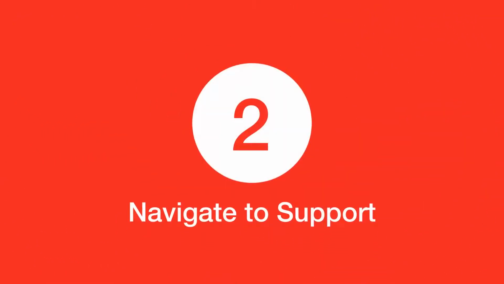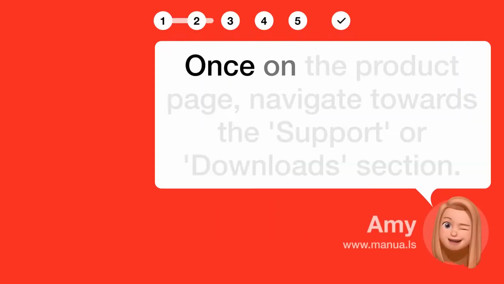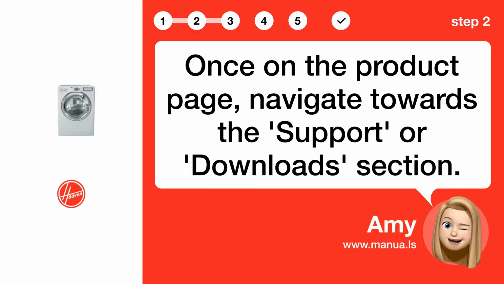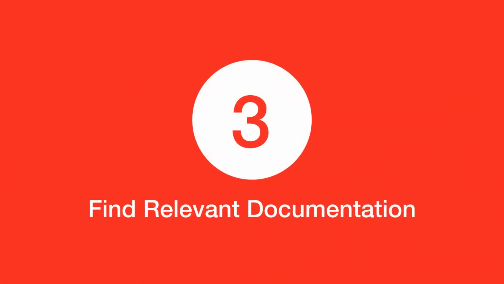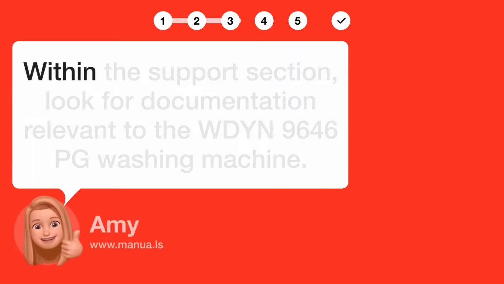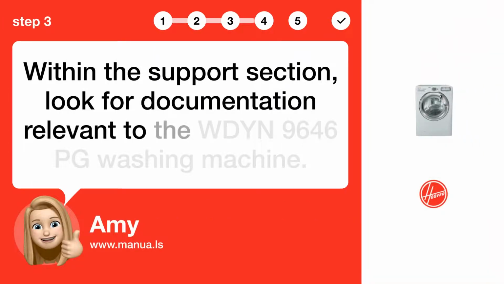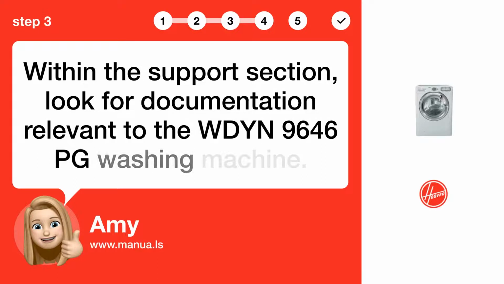Step 2. Navigate to Support. Once on the product page, navigate towards the Support or Download section. Step 3. Find relevant documentation. Within the Support section, look for documentation relevant to the WDYN 9646 PG washing machine.